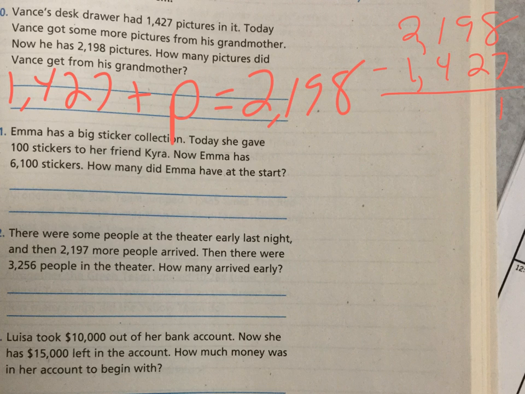8 minus 7 is 1. 9 minus 2 is 7. Got to borrow here. 11 minus 4 is 7. 1 minus 1 is 0. The number of pictures, P, equals 771 pictures.